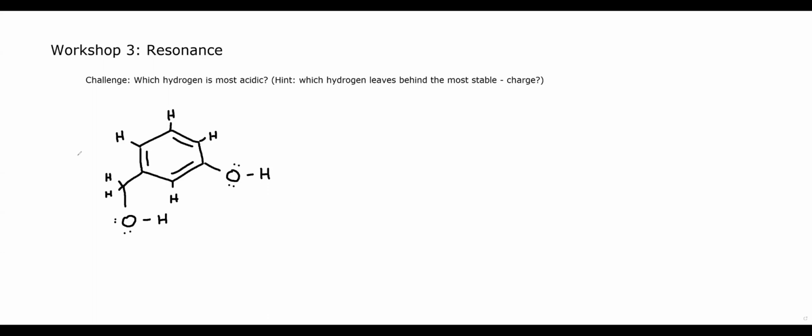Now, we have to remember here that resonance is a stabilizing force. Resonance is stabilizing. The more resonance you can have, the more stable something is. So a negative charge that's participating in a lot of resonance is very stable. With that in mind, let's just look at some random hydrogen. Let's take this one down here in red.